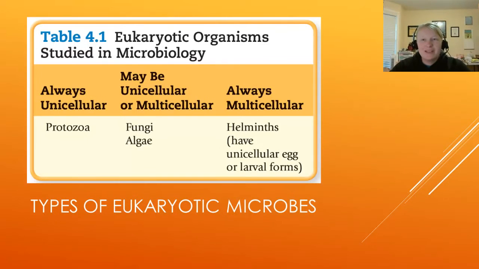So what are the three types of eukaryotic microbes? Well, we've been talking about them a lot, so hopefully at this point you can recite them with me. We have protozoa, we have fungi, and we have helminths. And we're going to talk about each of these in this chapter with their own topic lecture.